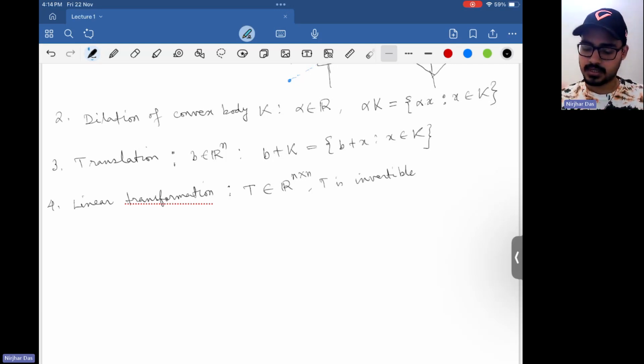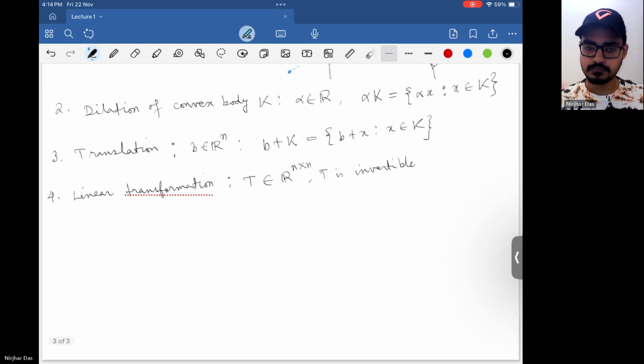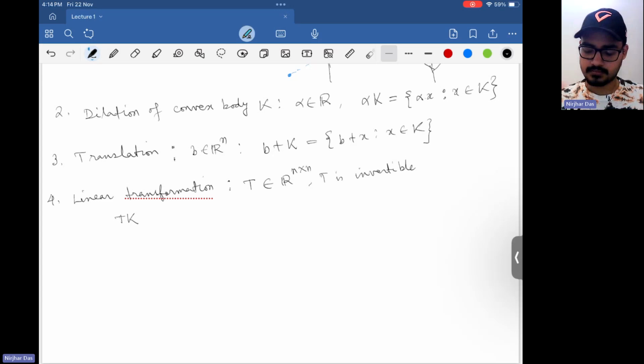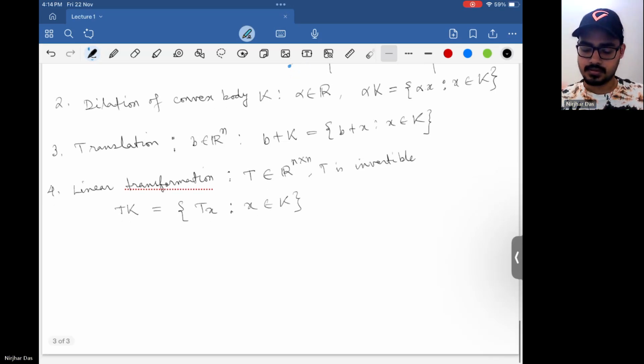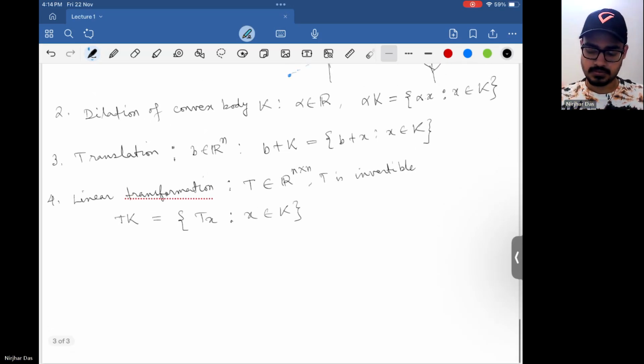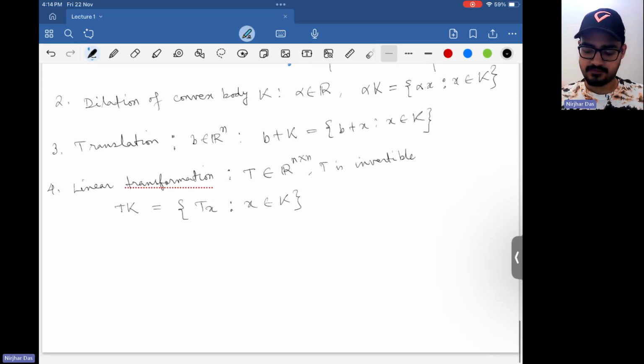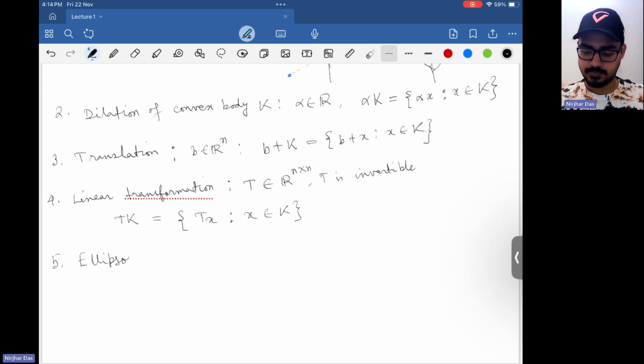So we will use this idea of linear transformation to say that T(K) is the set of points T(x) where x belongs to K, right? And we will see that this is a very useful notion, in the following way. We have one final object called the ellipsoid, and we will study this object with respect to convex bodies.